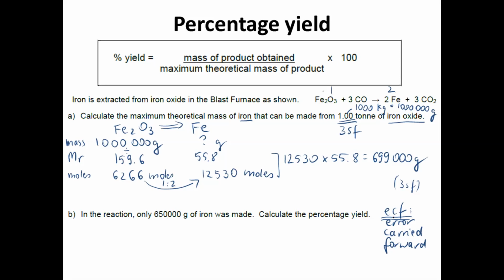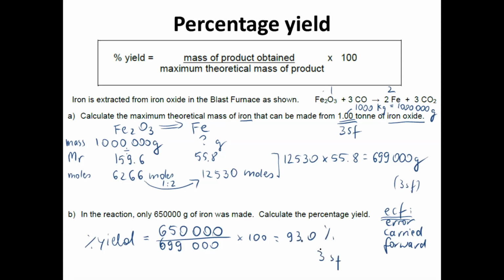Okay. So how do we calculate percentage yield? So percentage yield would be equal to the mass of product obtained, so that's how much they made. So they made 650,000 grams, and you divide it by how much we were supposed to get, and times 100 to get a percentage. So if you stick that into the calculator to 3 significant figures, you're going to get 93.0%. So that's 3 significant figures, because again, this is the value that we have.